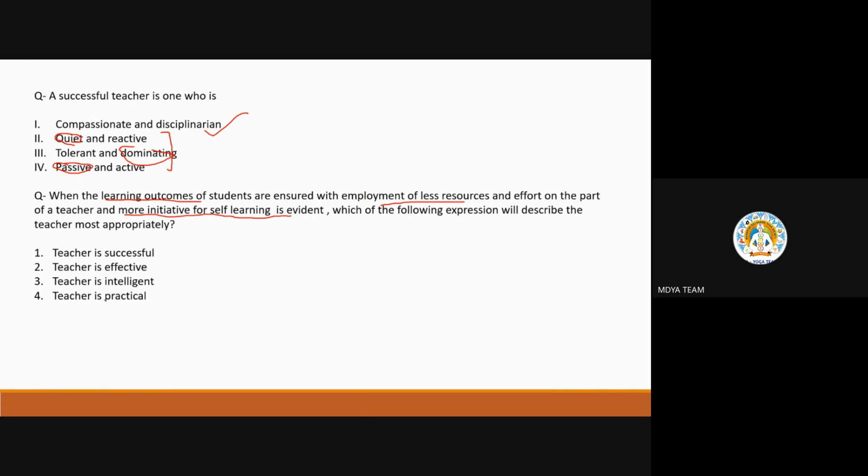So what do you mean by this thing, practical? What is practical? Ma'am, is it the effectiveness? Yes, it is the effectiveness, okay? If we are using less resources and the outcomes are more, so what will we say? The teacher is effective or the teaching is effective, okay? Now, the next question.